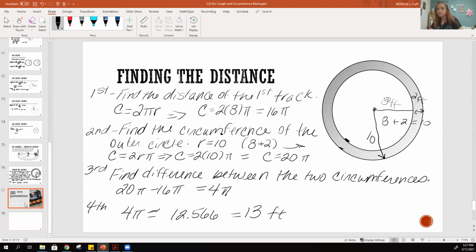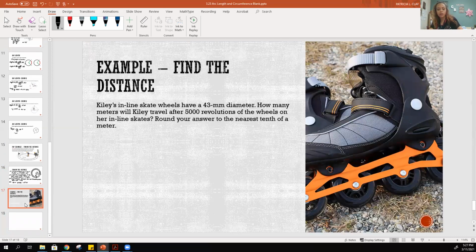All right, last one. I don't know how many skaters we have out here, but I thought this one must be fun. We have inline skate wheels that have a 44 millimeter diameter. How many meters will Kylie travel after 5,000 revolutions of the wheels on her inline skates? I gave us a picture of what inline skates look like, just in case we don't have very many skaters out here. We need to round your answer to the nearest tenth of a meter.